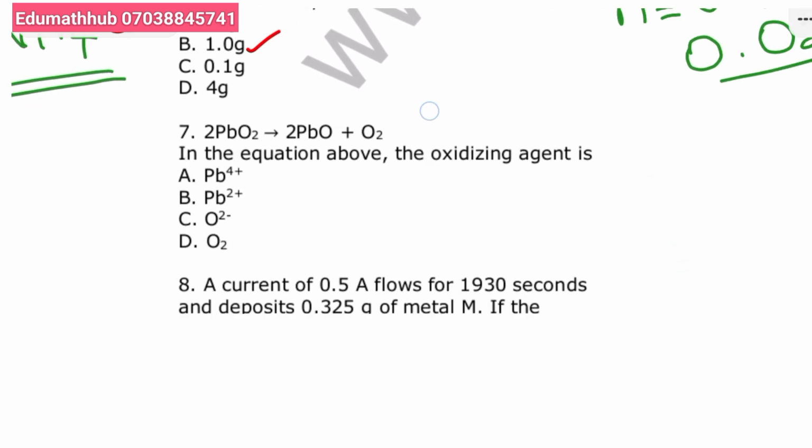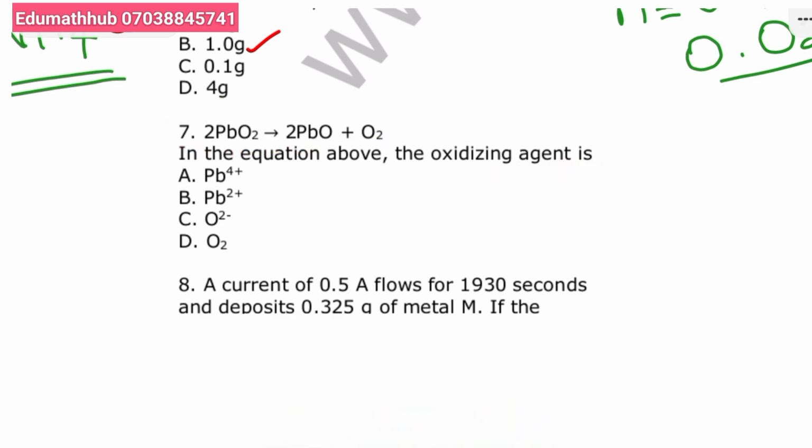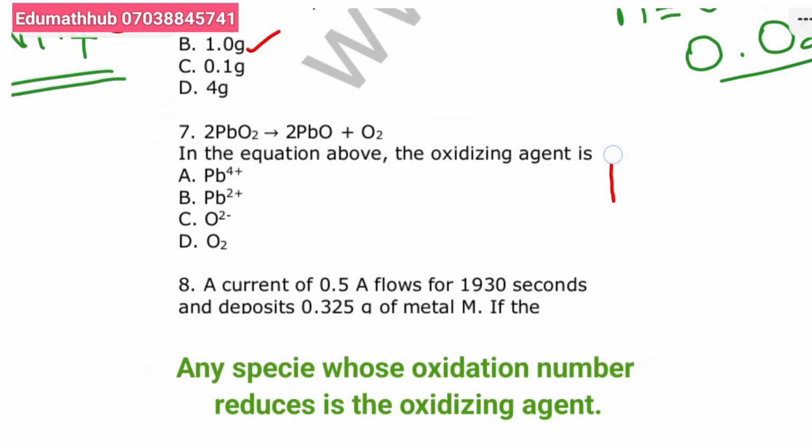For number 7, 2PbO2 produces 2PbO plus O2. In the above reaction, you have to find the oxidizing agent. Now, the oxidizing agent is the one whose oxidation number is reduced. Okay, so that's what we're going to check here. Any species whose oxidation number has reduced will be the oxidizing agent. So they give us PbO2.